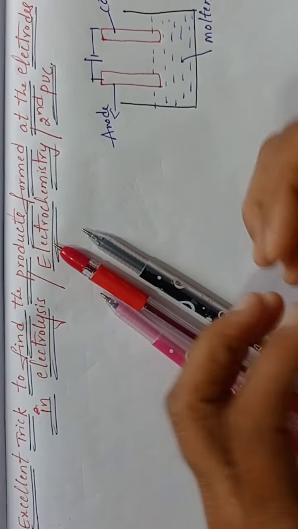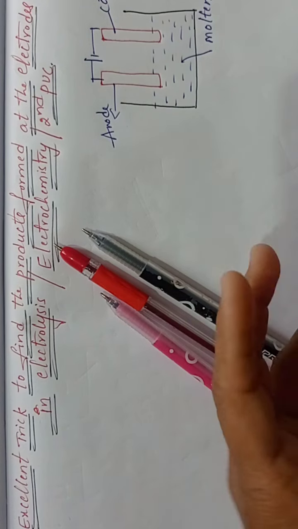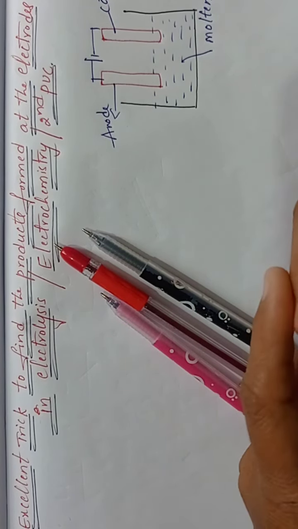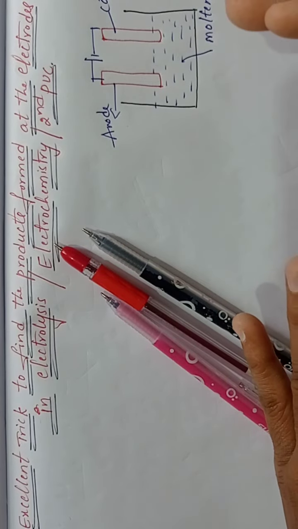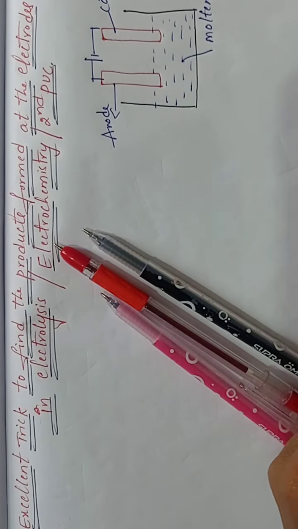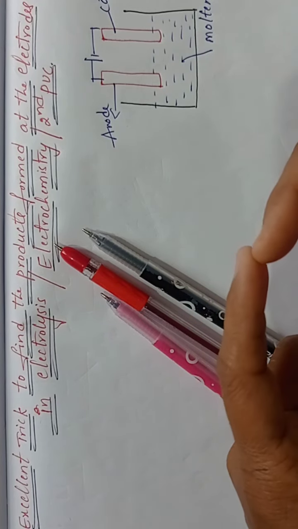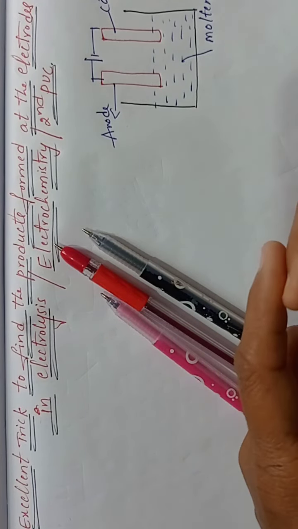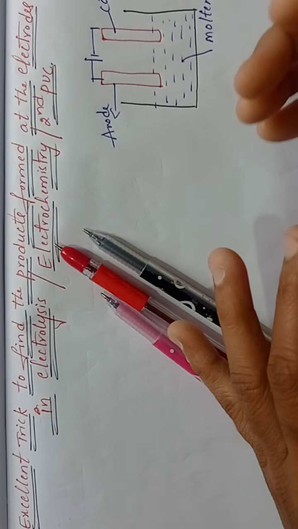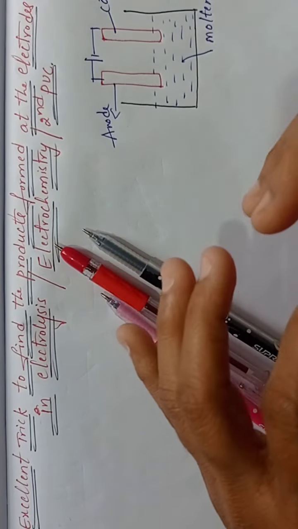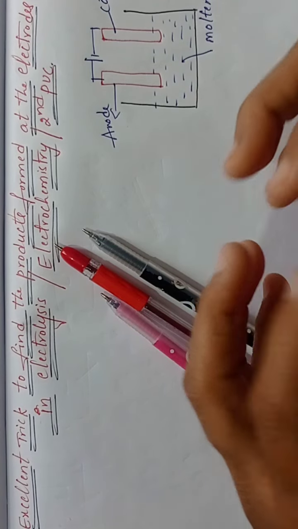They ask about different types of solutions, students: aqueous solutions and molten solutions. For example, in the case of aqueous NaCl and in the case of molten NaCl, what type of elements are deposited at the cathode and the anode? What type of products are formed at the anode and cathode? They ask these questions in competitive exams, and students face problems in this area.